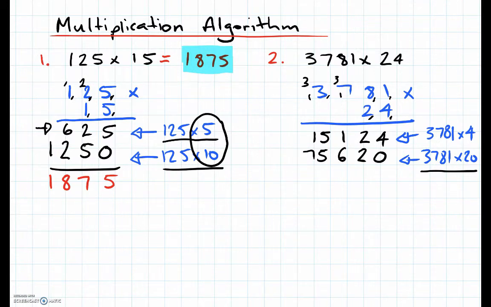Now I can add my units column, which is 4, my tens, which is 4 as well, my hundreds, which is 7, my thousands, which is 10, carry the 1, and my 10,000s, which is 8 plus 1 is 9. So 3,781 times 24 is 90,744. And I highlight my answer to show that I'm done.